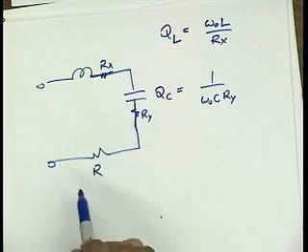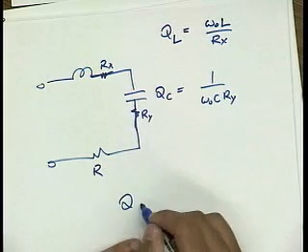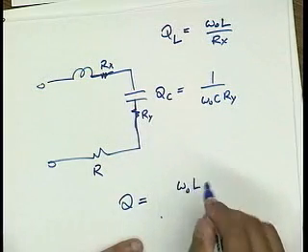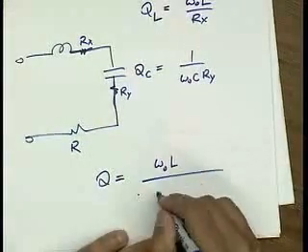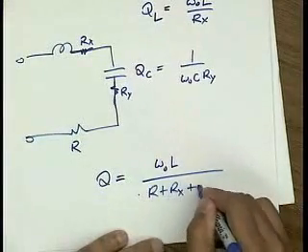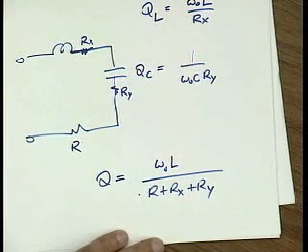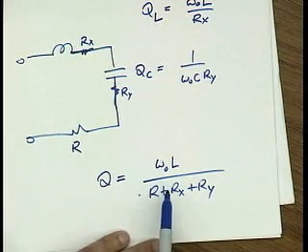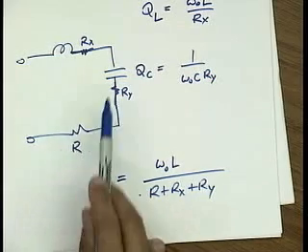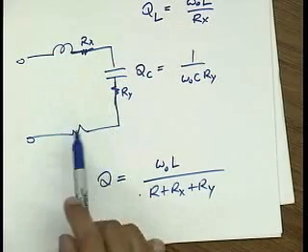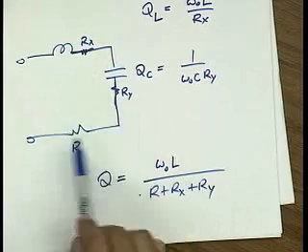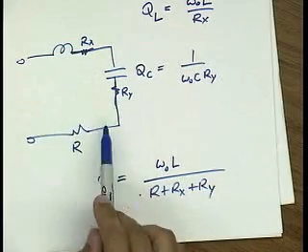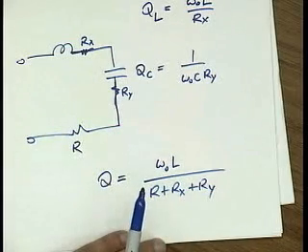So now we can see that the quality factor of the network is omega naught L divided by R plus Rx plus Ry. In other words, the quality factor is going to be lower than we thought when we were using ideal components. So either we have to make R smaller to compensate, or if we can't make R smaller, we just have to live with the lower quality factor.